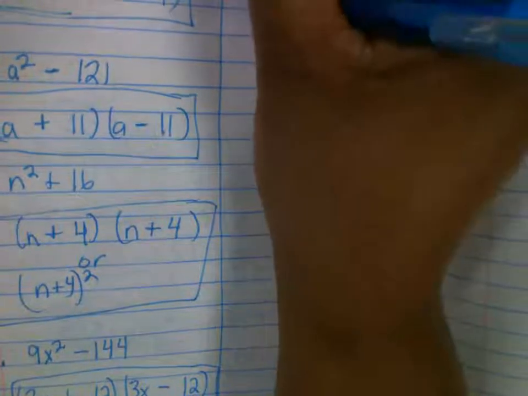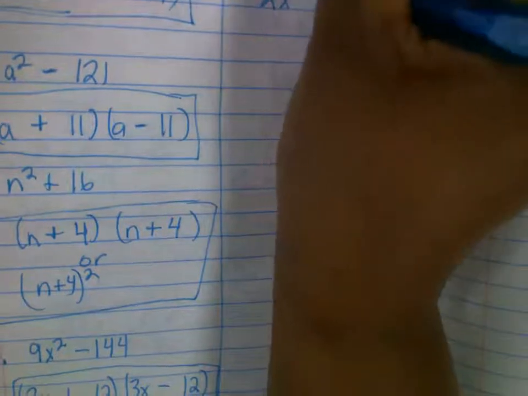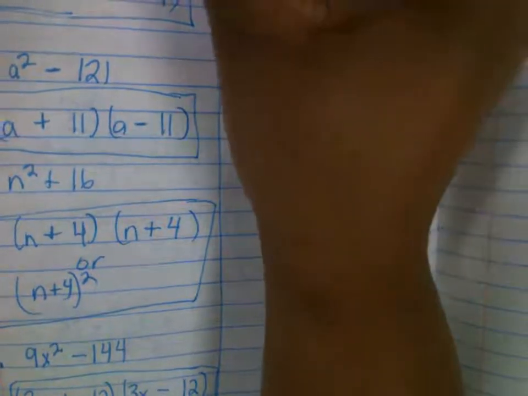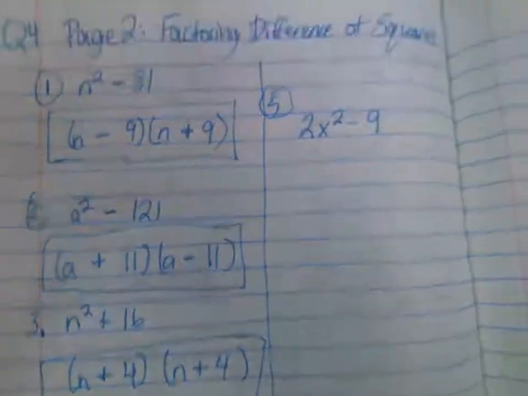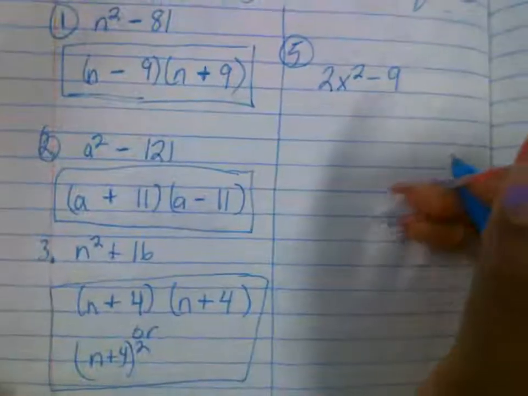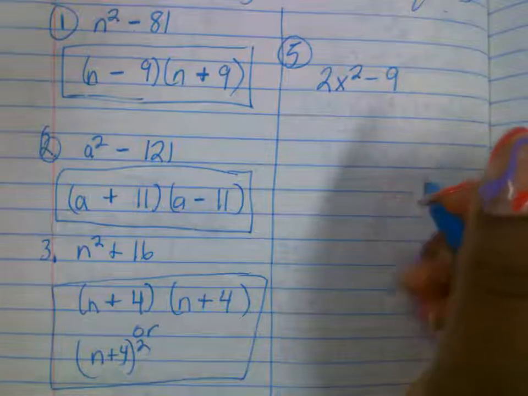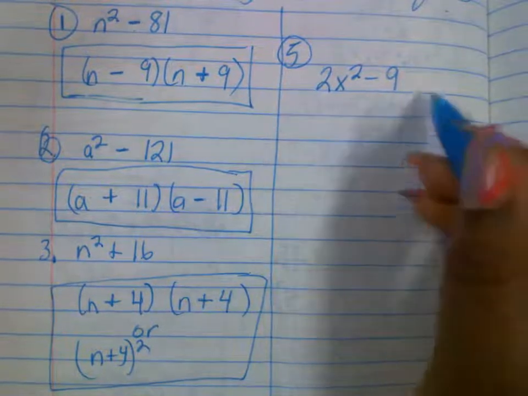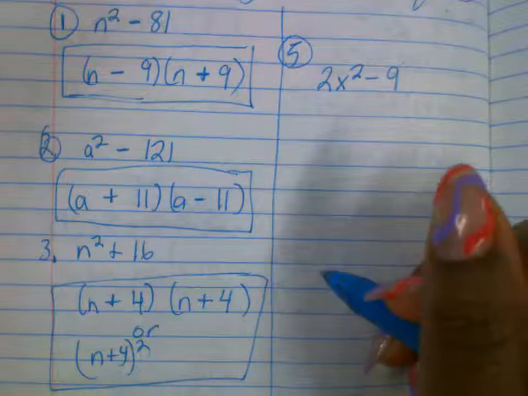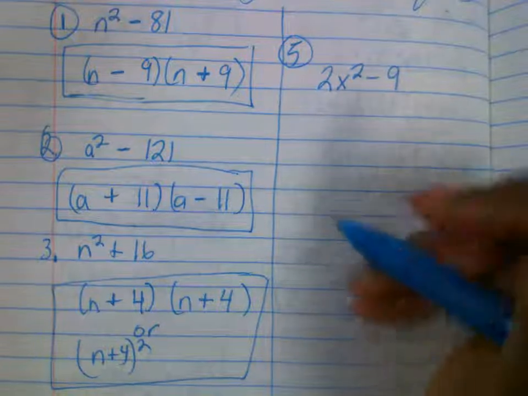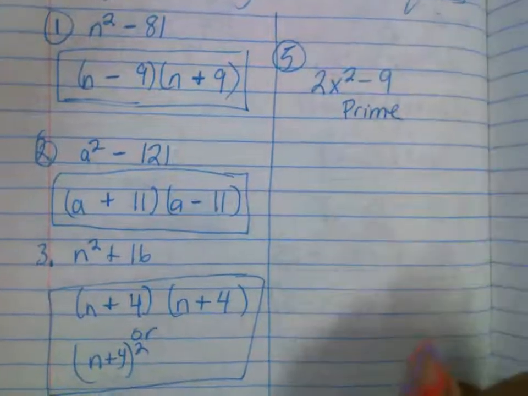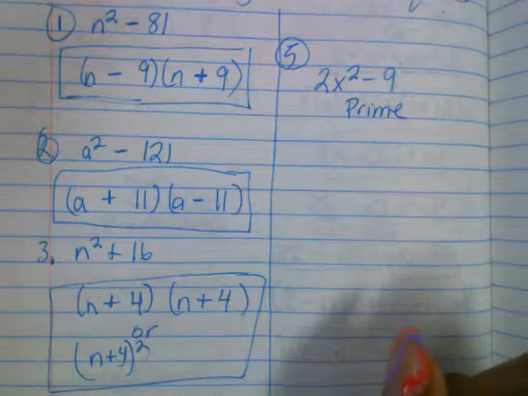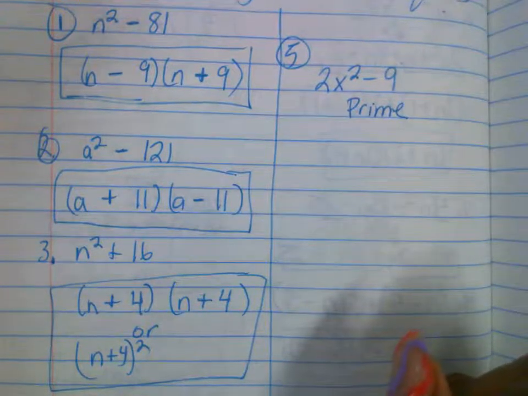All right, number 5. Okay. 2 is not a perfect square. Sorry, you couldn't see that. 2 is not a perfect square. Is there a GCF for this? Greatest common factor for either one? It's not, okay? This one is prime. Can I factor that, okay?